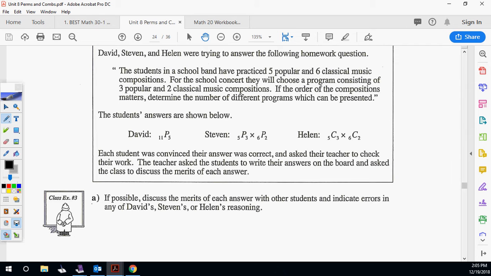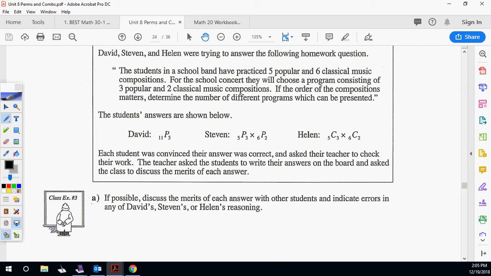So David, Stephen, and Helen are trying to answer the following homework question. Students in a school band have participated in 5 popular and 6 classical music compositions for the school concert. For the school concert, they will choose a program consisting of 3 popular and 2 classical compositions. If the order of the composition matters, so the order in which they are delivered matters, determine the number of different programs which can be presented. Okay? So David did 11 permutation 5.